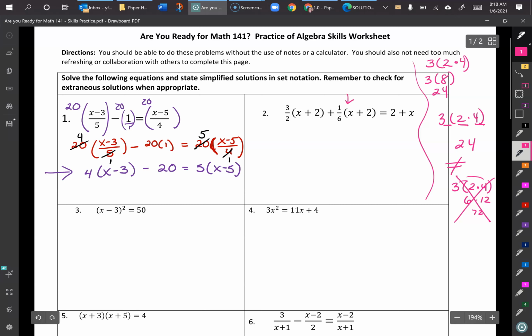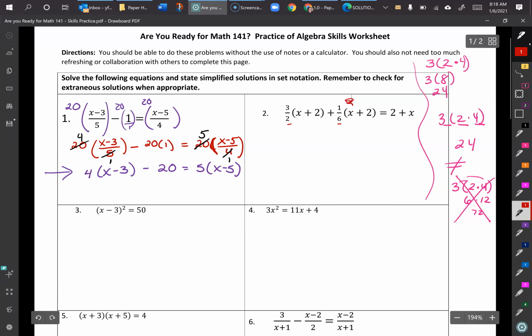So once we hit here, this is considered a multiplication operation. So when I go ahead and do that clearing the denominator technique, I have a 2 and I have a 6. So I need to multiply both sides by the LCD, which would be 6 in that case.